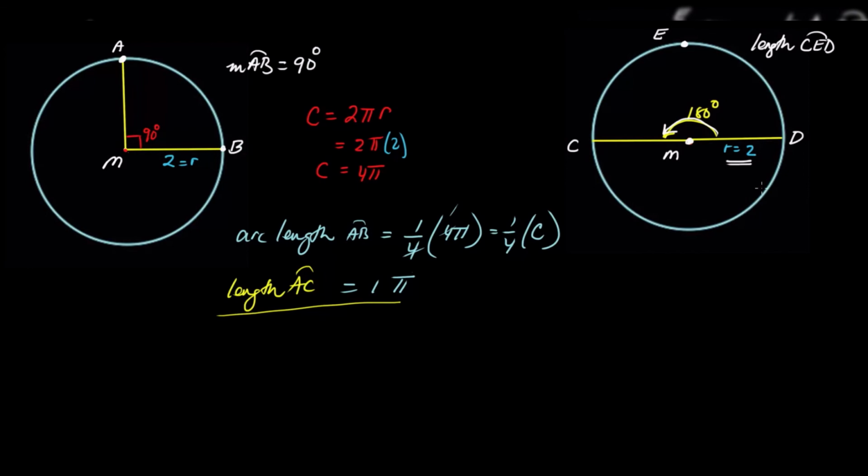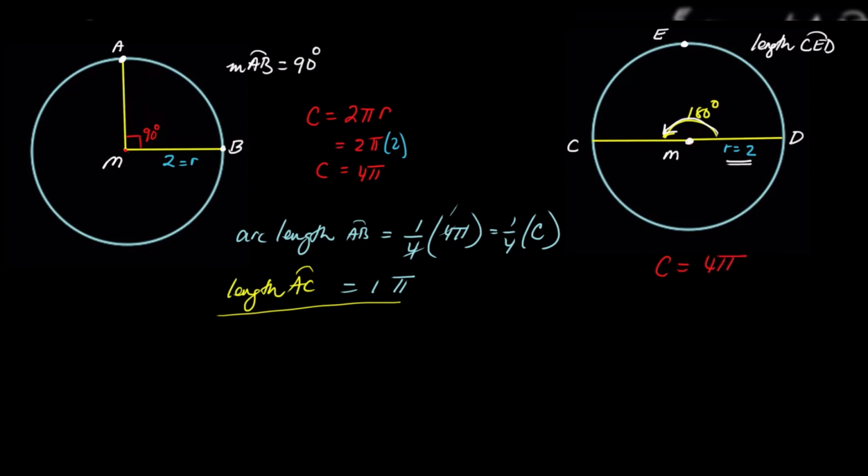Well, we know the circumference again. The circumference of this circle is 2 times pi times r. The radius is 2, correct? So the circumference of this circle is 4 pi, just like we calculated over here. So the circumference is 4 pi.